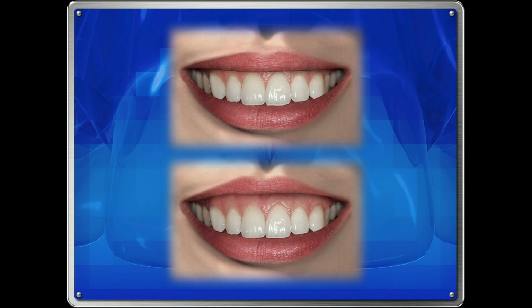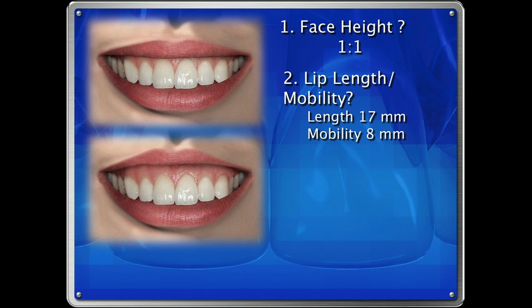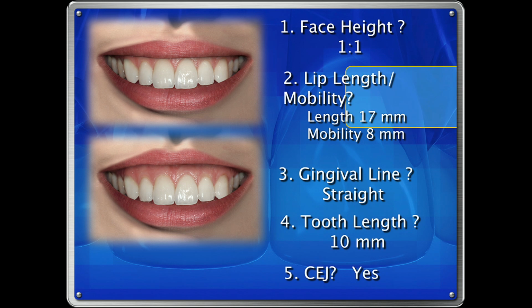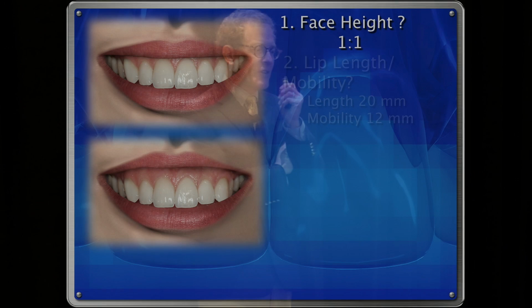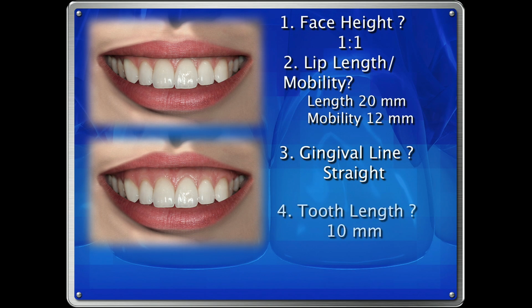Okay, once again, the top is ideal, the lower is the problematic patient. She's got normal looking teeth, but she's got gingival display. So let's go in and ask the questions. Her face height is normal. There's the problem. The problem is that she's got a short upper lip. Gingival line, tooth, CEJ are all normal. So her diagnosis is a short upper lip. The patient can look exactly the same, but have a different diagnosis because in this patient, it's not a short upper lip, but rather a hyperactive upper lip. Once you call it a short or hyperactive upper lip, the treatment, as we know today, is Botox.